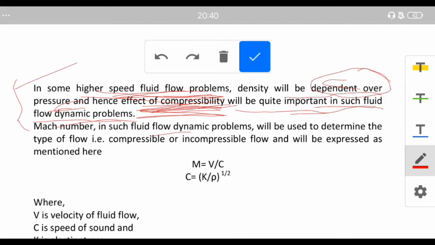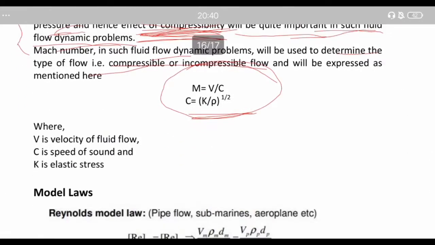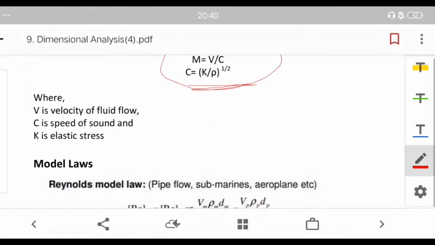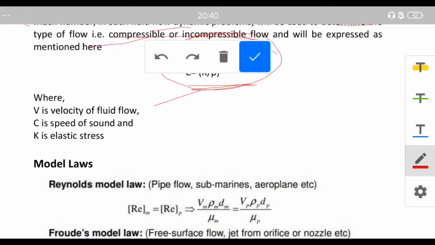So Mach number in such flow dynamic problems will be used to determine the type of flow, that is compressible or incompressible flow, and will be expressed as M is equal to V upon C, where C is equal to (K upon rho) to the power 1 by 2, where V is the velocity of flow, C is the speed of sound, and K is the elastic stress.